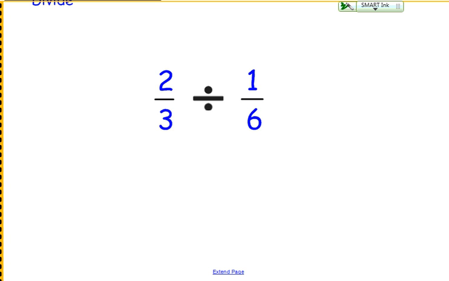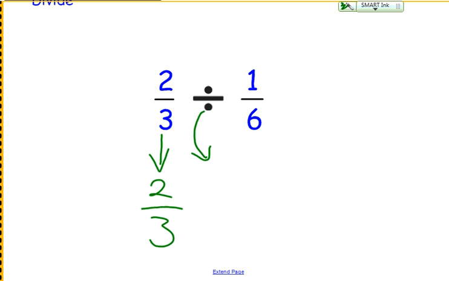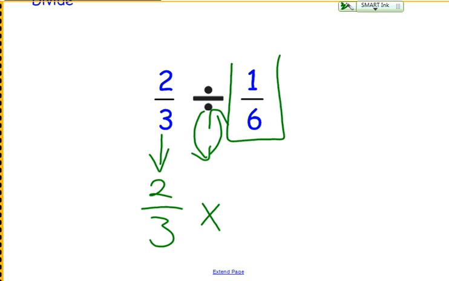All right, step number 1 is our first fraction doesn't change at all. Our first number doesn't change at all, so that one's just going to go straight down. The second step is we're going to flip the sign, and if we flip the sign, we have to make it multiply. After we multiply, now we're going to do the reciprocal. This is what we need the reciprocal of.